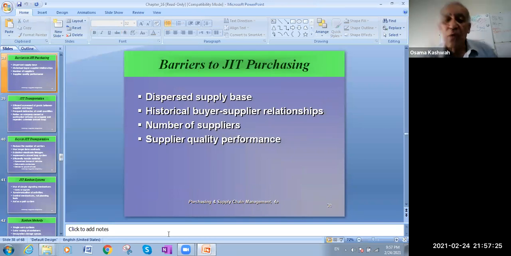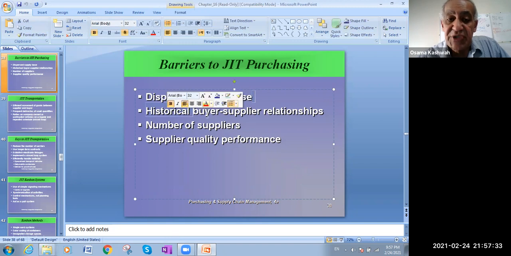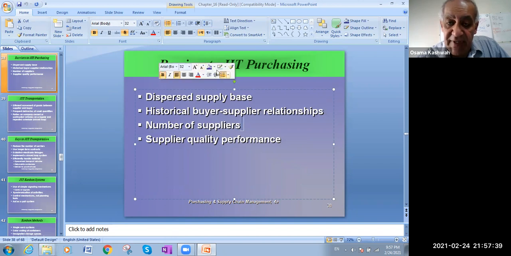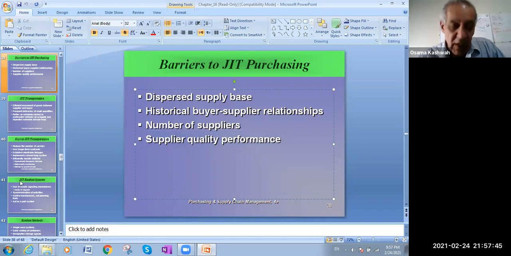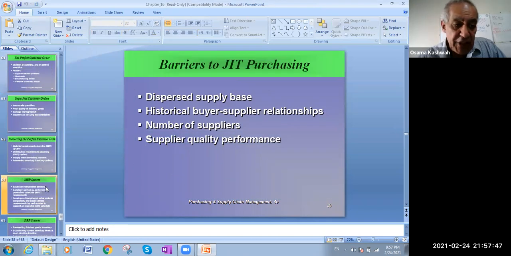So what are the barriers of JIT purchasing? Disparate supply base, historical buyer-supplier relationships, this also affects JIT. The number of suppliers will also affect JIT purchasing, and supplier quality performance will affect it as well. We'll move now to page 61.